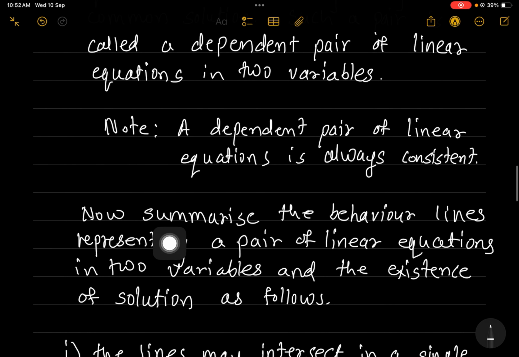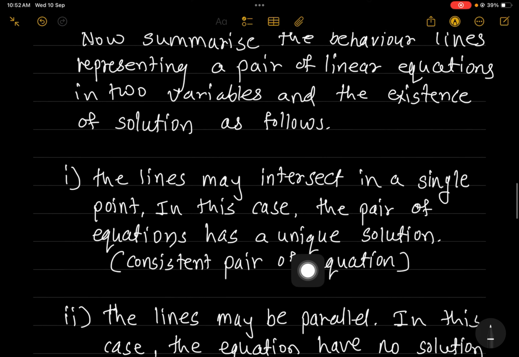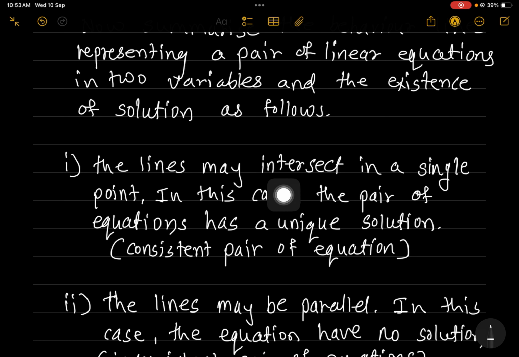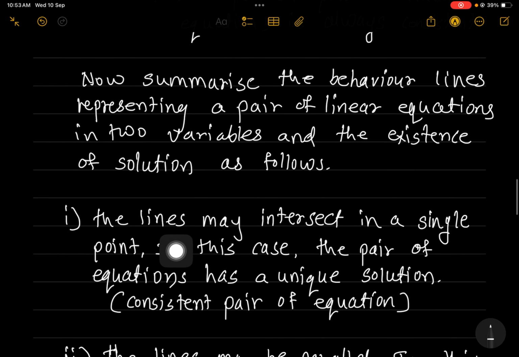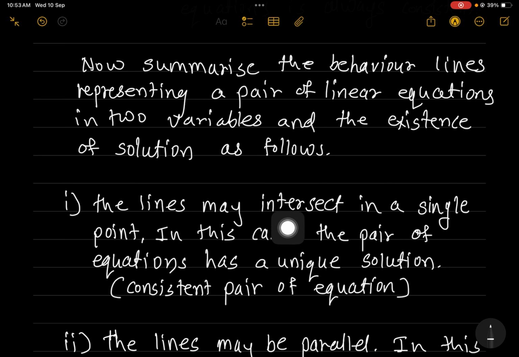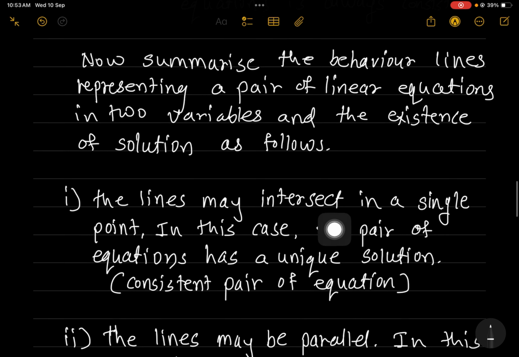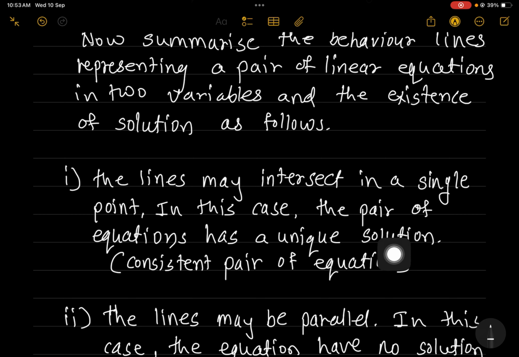Now, let us summarize the behavior of lines representing a pair of linear equations in two variables and the existence of solutions. The lines may intersect in a single point. We use the graph and solve with its help to get the solutions. In this case, the pair of equations has a unique solution. Unique solution means one solution, and that means it is a consistent pair of equations.